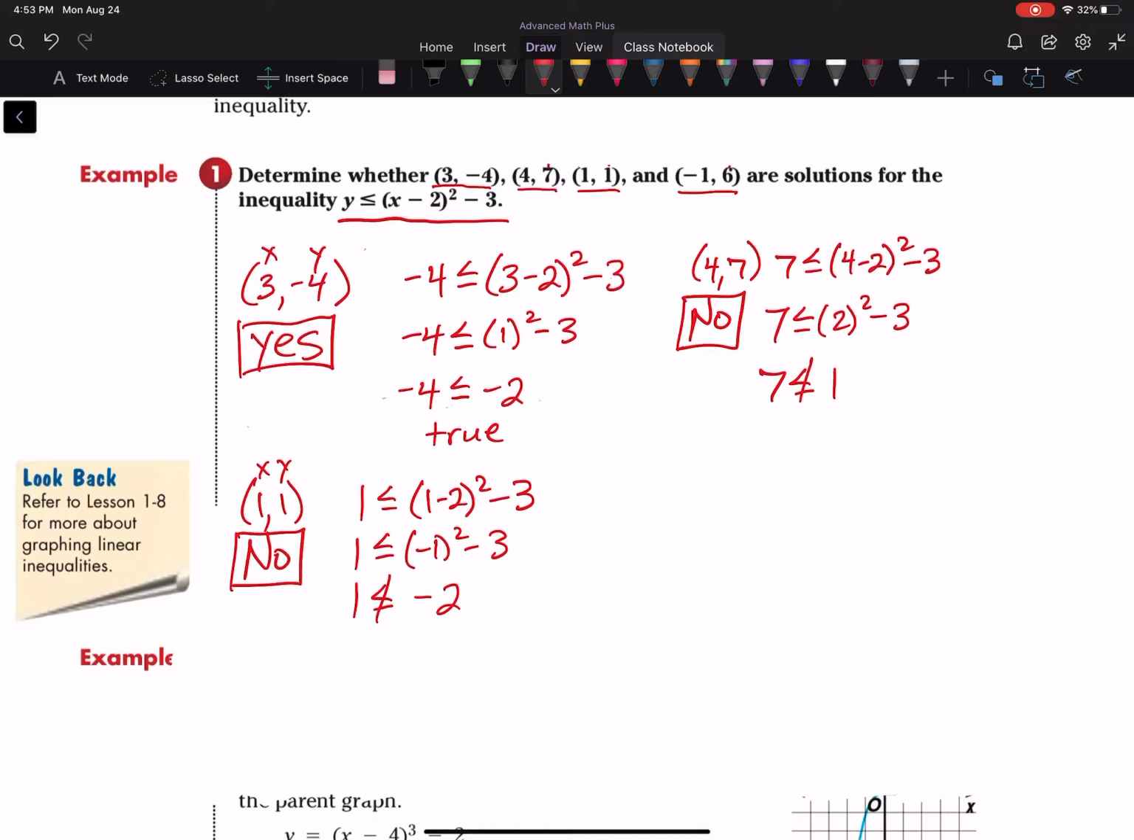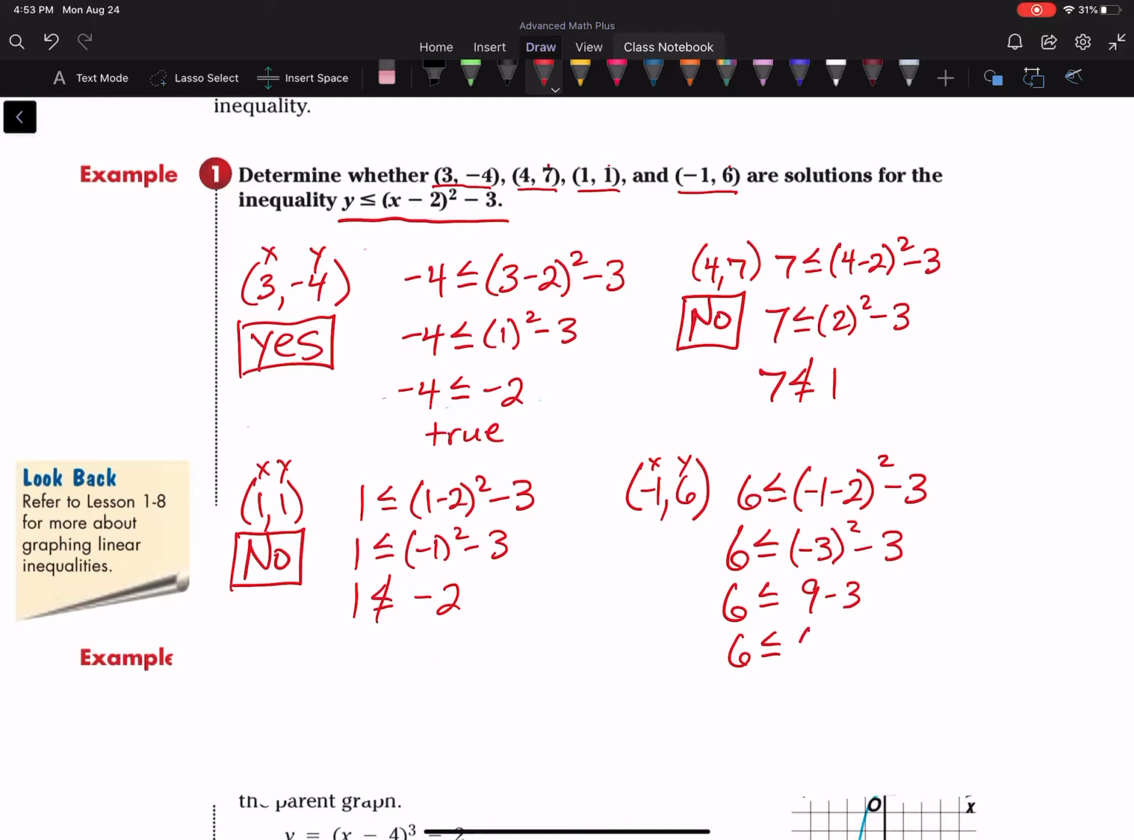And our last point that we're checking, (-1, 6). Again, -1 is my x, 6 is my y. Plug them in. 6 is less than or equal to (-1 minus 2) squared minus 3. That'll be (-3) squared minus 3, which would be 9 minus 3. 6 is less than or equal to 6. It's not less than 6, but it is equal to 6. So this one works. So it is a yes. So (3, -4) is a solution, and (-1, 6) is a solution. (4, 7) and (1, 1) would not be solutions.